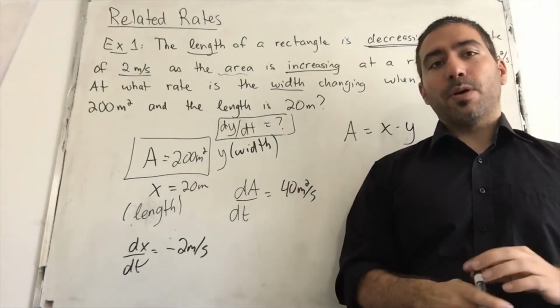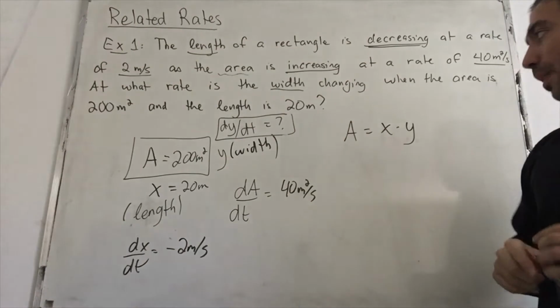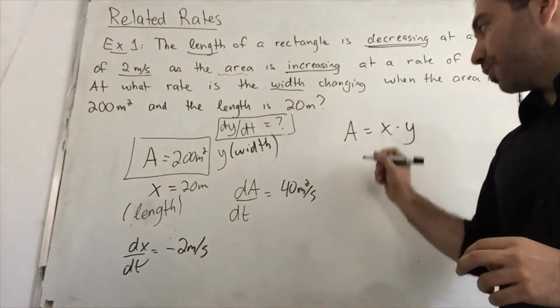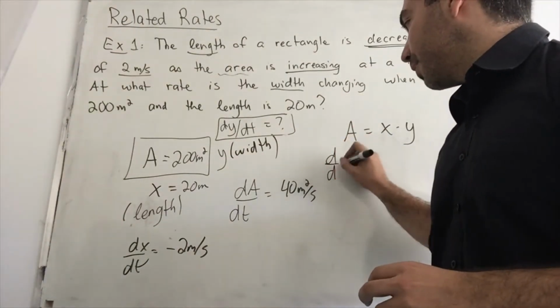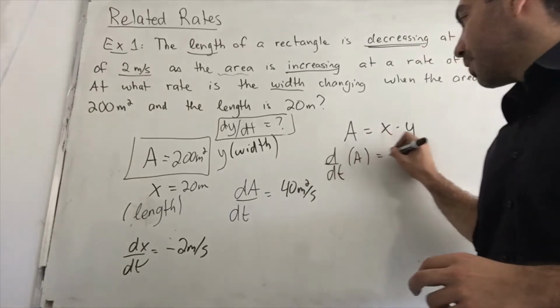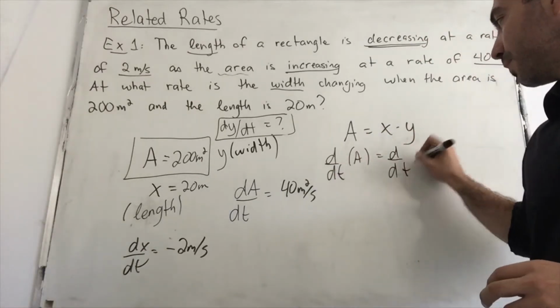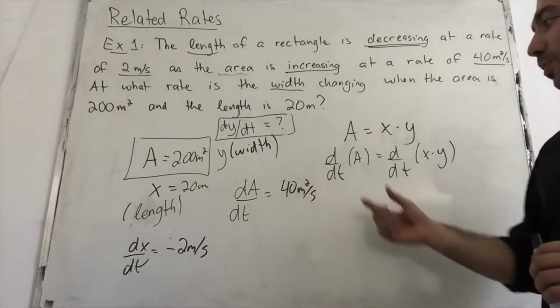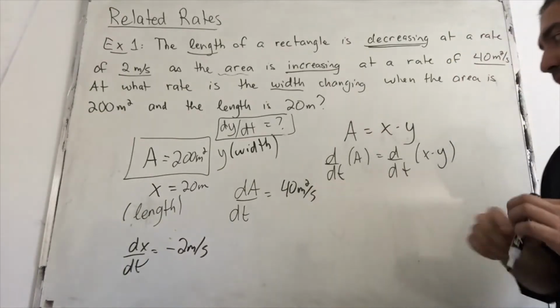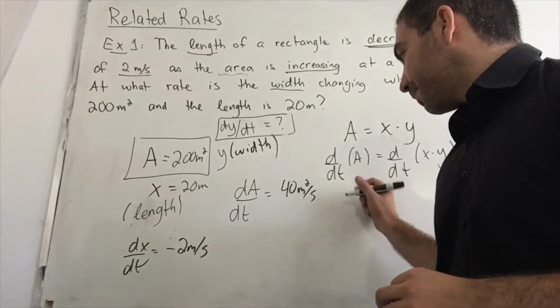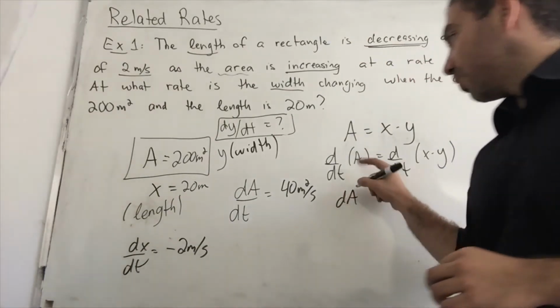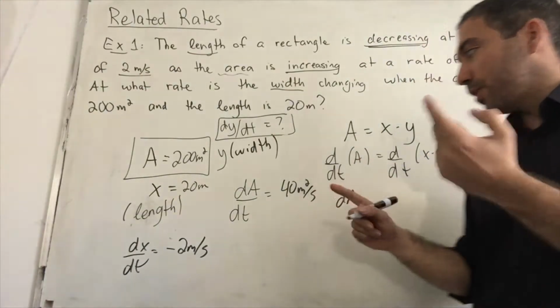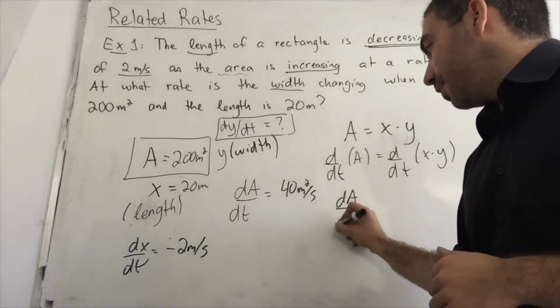Second part of related rate problems, we take the derivative with respect to time on both sides of the equation. So we're going to take the derivative of the area with respect to time and the derivative of x times y with respect to time. Okay. So the derivative of A, that's fine. The derivative of A is essentially 1 times A prime, which is dA/dt. That doesn't change.